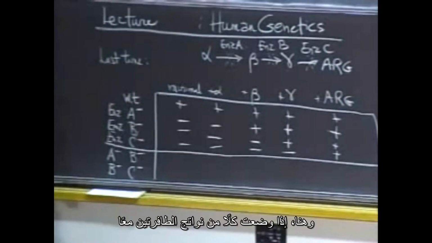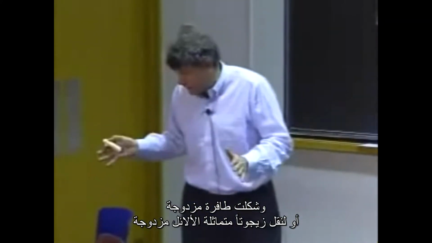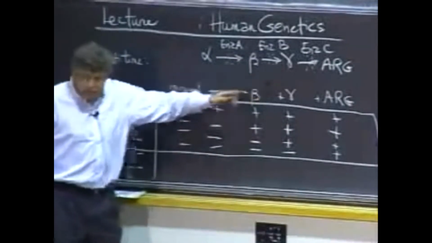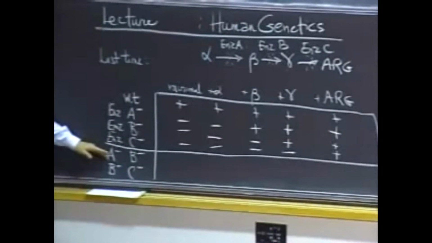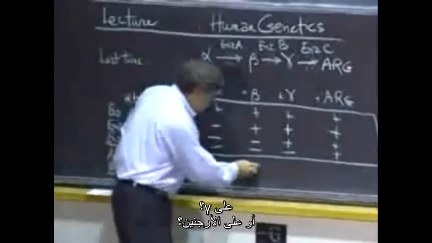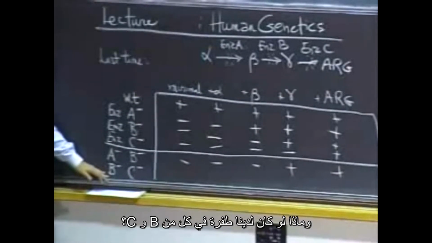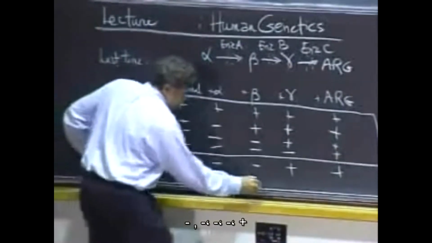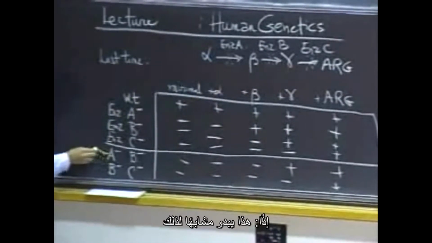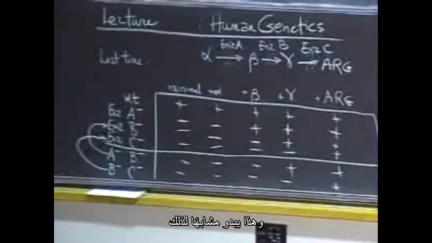Now, if I put together those mutants and make a double mutant, a double homozygote, let's say, that's defective in both A and B, which will it look like? Will it be able to grow on minimal medium? Will it be able to grow on alpha? On beta? On gamma? And arginine. What about if I have a double mutant in B and C? Minus, minus, minus, minus, plus. So this looks the same as that. This looks the same as that.